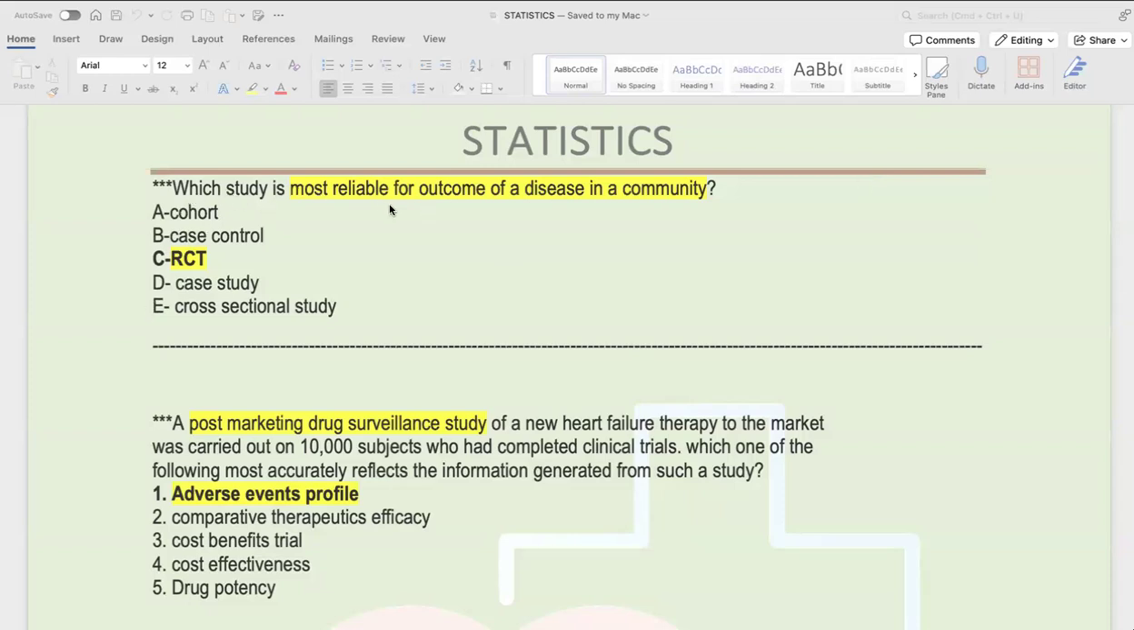Which study is most reliable for the outcome of a disease in a community? So any time the question asks this kind of question, what is the most reliable test? Out of any test that we do, meta-analysis and systematic review is the most reliable. If that is not in the question, you just go down. So first meta-analysis, then systematic reviews, and then RCT. So we have RCT in the options. That's why we are going to choose this. So it's called randomized controlled trial.